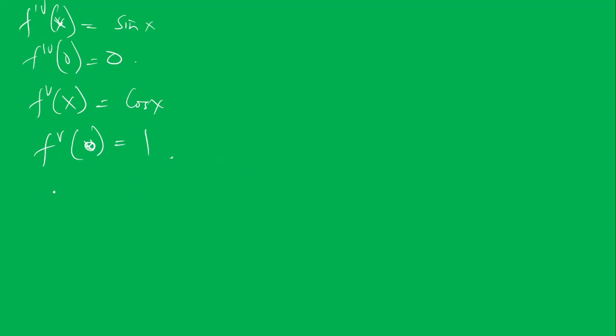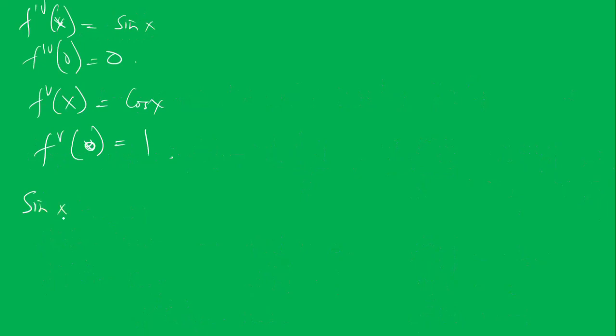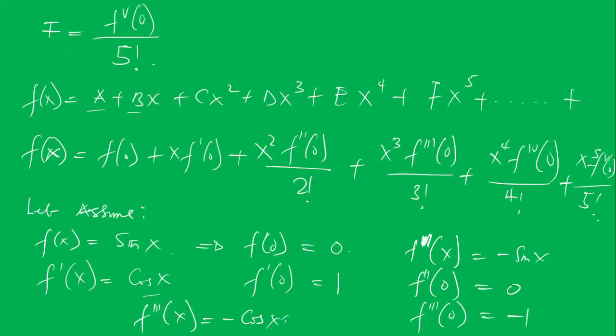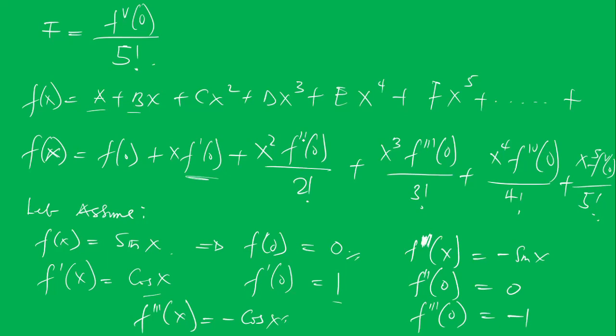Now let's look at it. Say we assume that f of x is the sine function. So we now put sine x equal to: a is 0, b, which is this, is 1. So now we have 0 plus x, then the second derivative of f of 0 is what? The second derivative, which is this, is 0. Meaning this term does not exist. So now let's go to the next one.